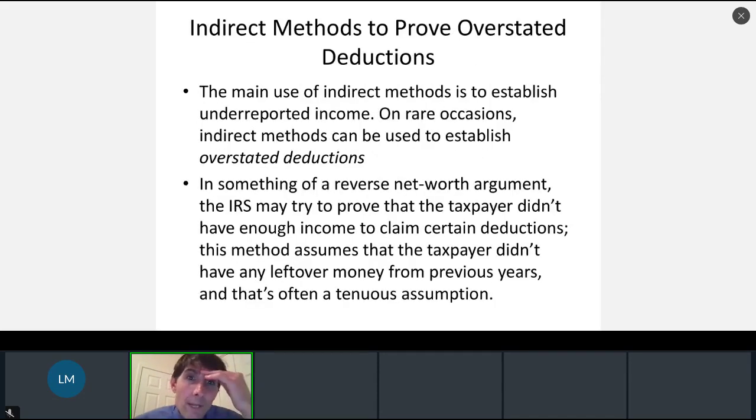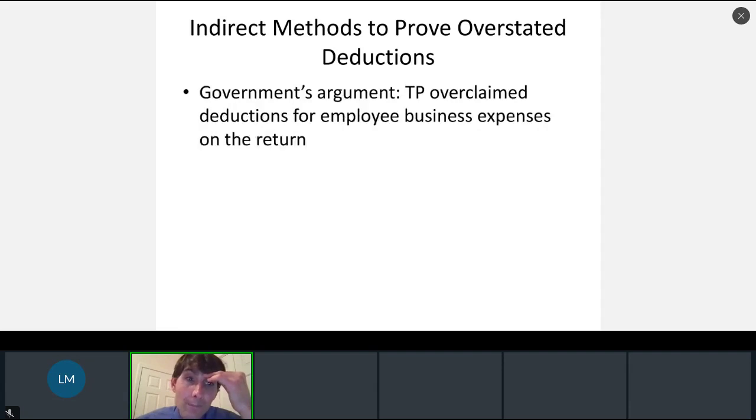Indirect methods to prove overstated deductions. The main use of indirect methods is to establish underreported income, but on rare occasions, indirect methods can be used to establish overstated deductions. It's something of a reverse net worth argument where the IRS tries to prove that the taxpayer didn't have enough income to claim certain deductions. This method assumes that the taxpayer didn't have any leftover money from earlier years, and that's often a tenuous assumption.